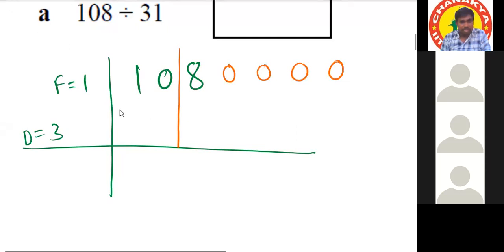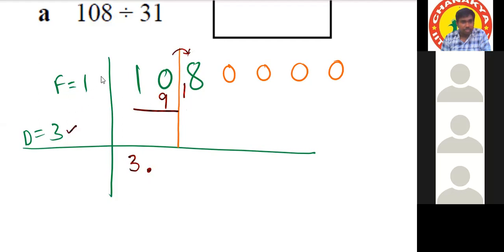I am starting the division. In 1, 3 will not go, that's why I'm taking 10. In 10, how many times will 3 go? 3 threes are 9, and the remainder is 1. Write it before the next digit. Here we are moving to the other side of this vertical line, so keep a decimal point here. Now this is 18.